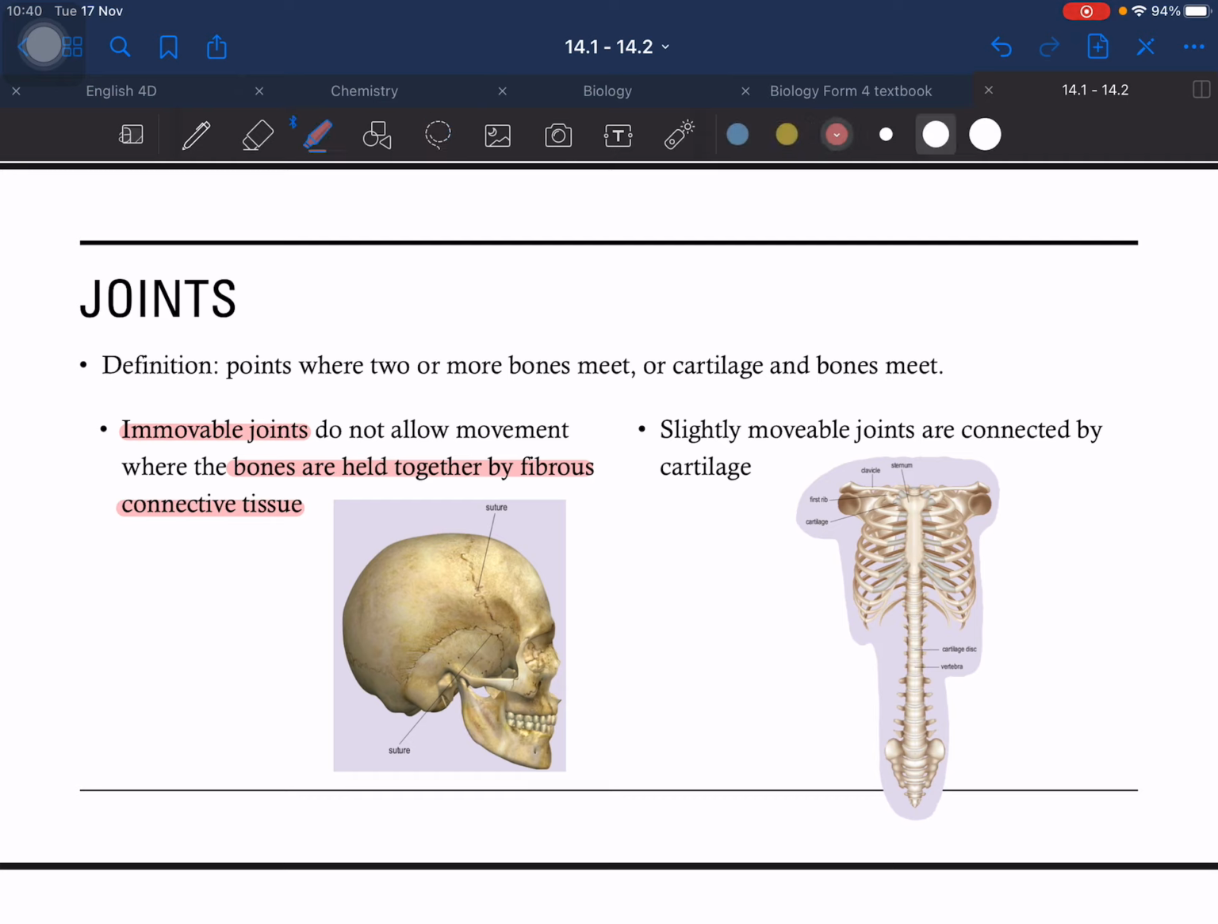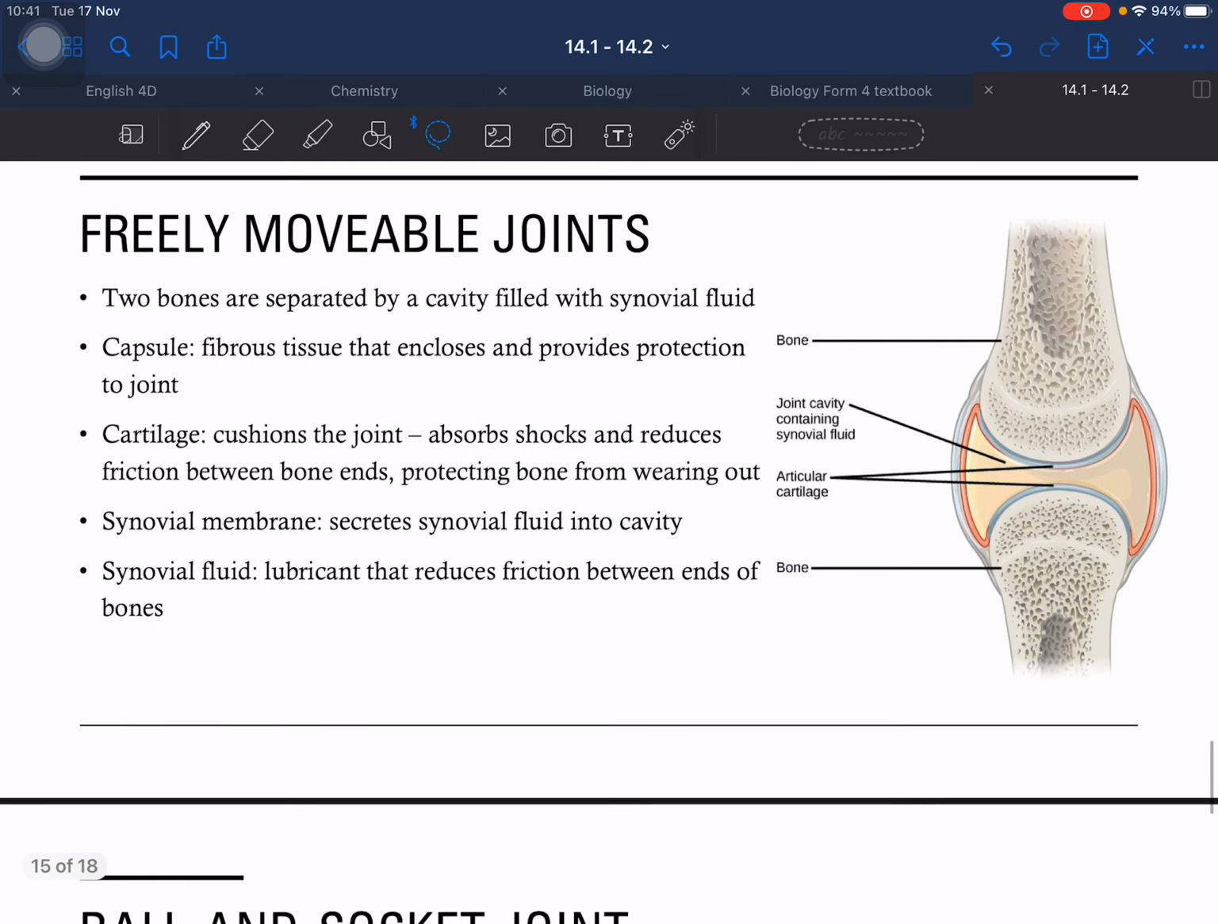And next would be slightly movable joints, which are connected by cartilage. So your spine, your vertebrae, right? All of these have a cartilage disc in between. Those are slightly movable joints. Those are called slightly movable joints. And lastly, our freely movable joints.